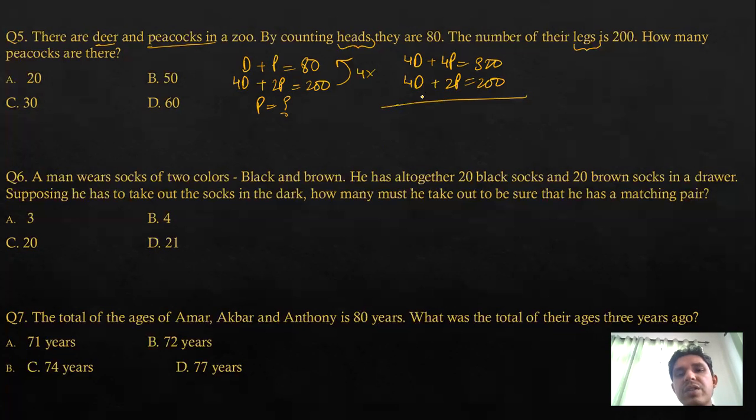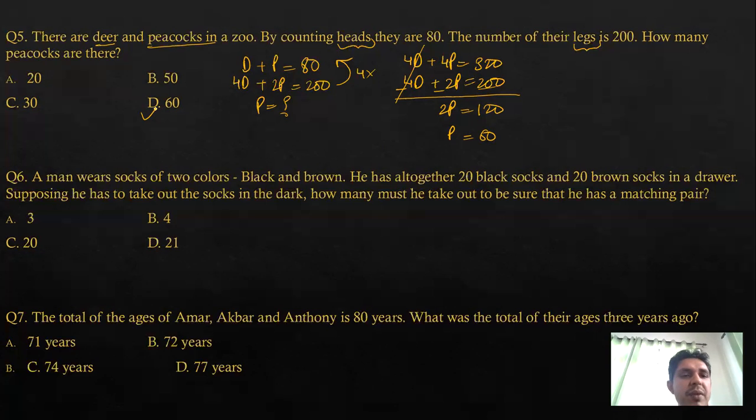If we solve it, just change the sign, so the minus and minus cancel out. This is 2p is equal to 120. And if we solve for the value of p, this will be 120 divided by 2, that is 60. So students, the number of peacocks in this question will be 60, right? Okay, coming to the next question, that is question number 6.